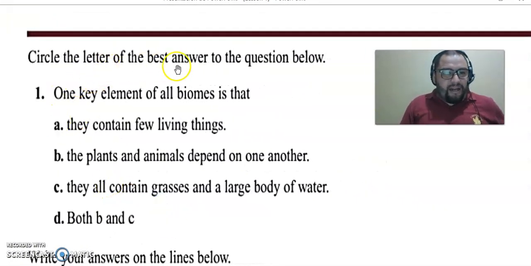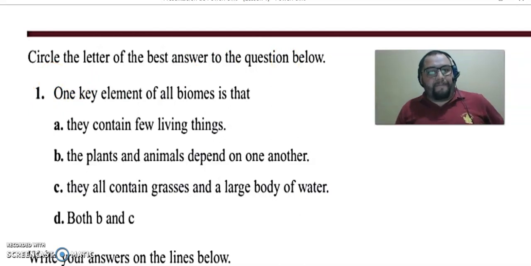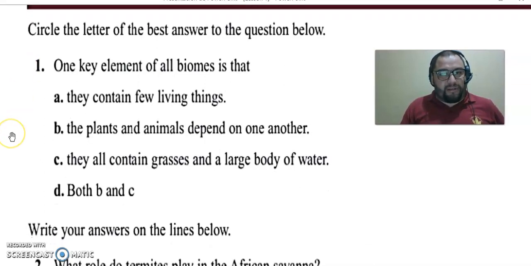Question 1. Circle the letter of the best answer to the questions below. One key element of all biomes is that: Option A, they contain few living things. Option B, the plants and animals depend on one another. Is this a title of the reading, right? It is the title. Letter C, they all contain grasses and large bodies of water. Maybe possible. Both B and C. Maybe. Read the question and read the answers.